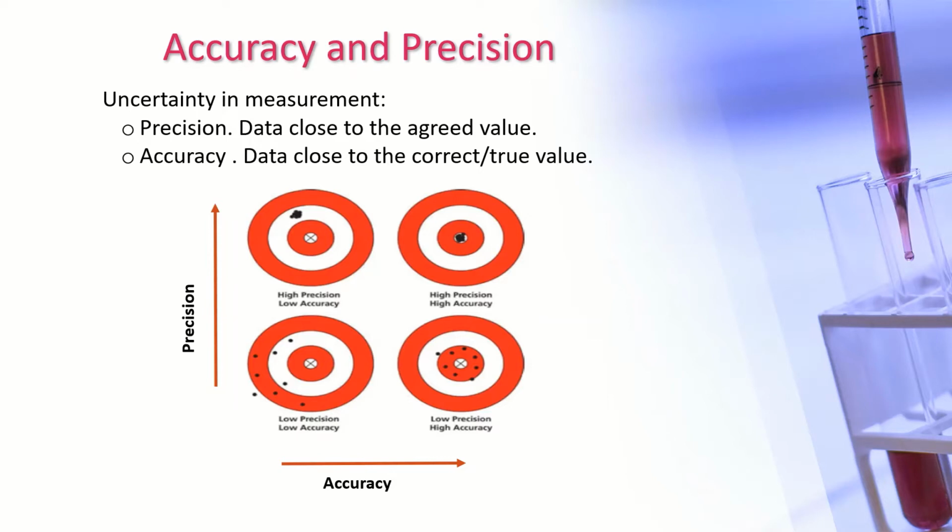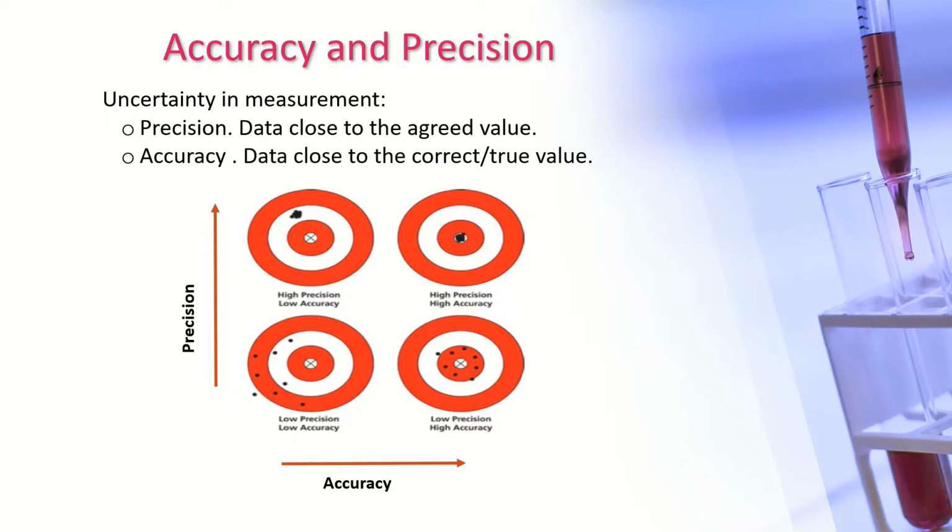While looking at the figure in the lower right-hand corner, it states low precision but high accuracy. Low precision because the values are far from each other, but high accuracy because it is near the true value.